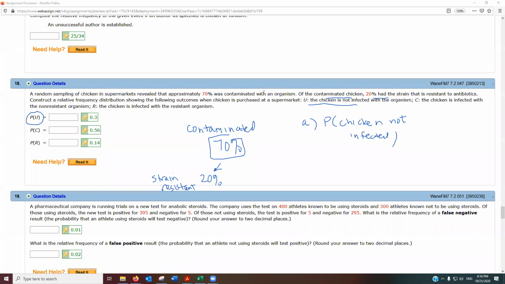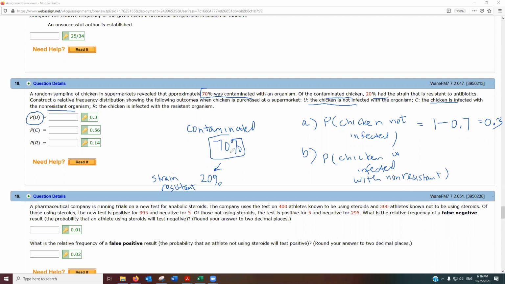Well, I know that they told me that 70% of chickens were contaminated with the organism. That must mean this should be 1 minus 70%, right? If 70% are contaminated, 1 minus 70% are not contaminated. All right, let's go to part B. Part B says, what's the probability that the chicken is infected with a non-resistant organism? So the probability the chicken is infected with the non-resistant.